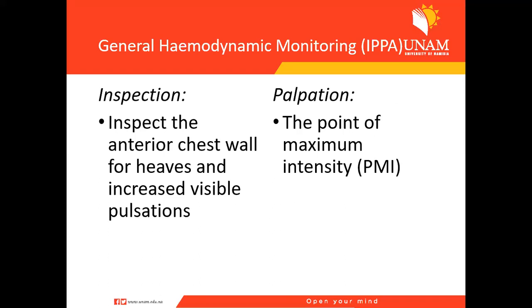Hemodynamic monitoring generally can be done with the IPPA that we're familiar with. It starts with inspection. You want to look at the anterior chest wall for heaves and increased visible pulsations. Sometimes we call it active precordium. We can just inspect and see obvious heaves and increased visible pulsations. You also want to palpate, especially along the point of maximum intensity of the heart. And a lot of times when we're in school, we're made to locate the apex beat.